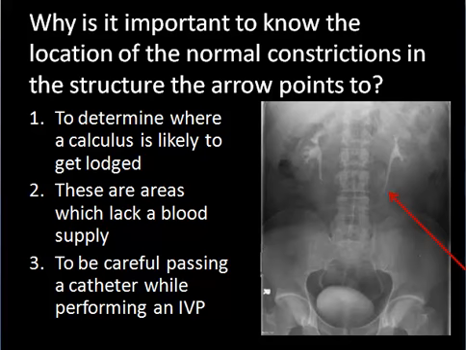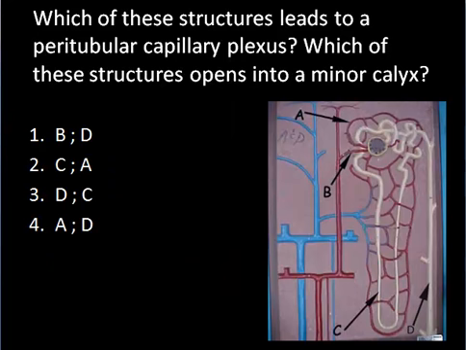Now let's look at the third question, which asks, which of these structures leads to a peritubular capillary plexus? That's the first part of the question. And which of these structures opens into a minor calyx? So let's first identify all these structures.